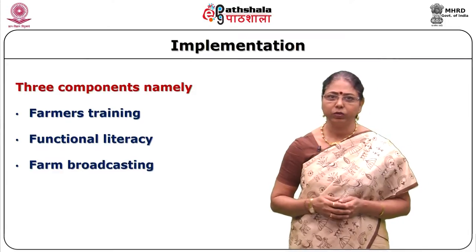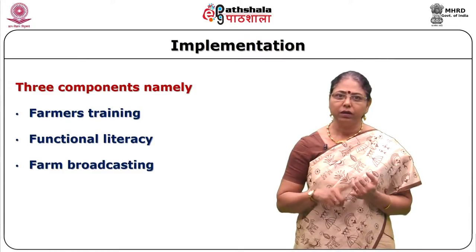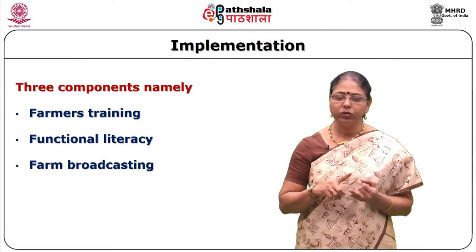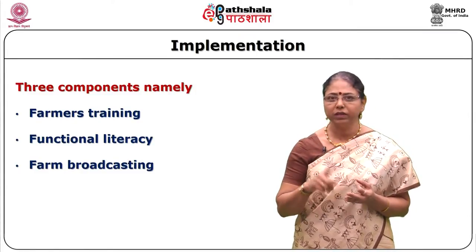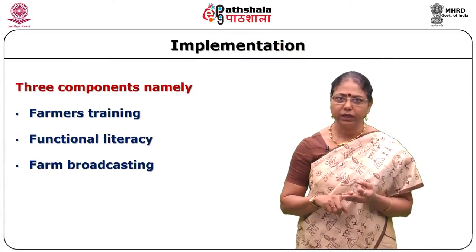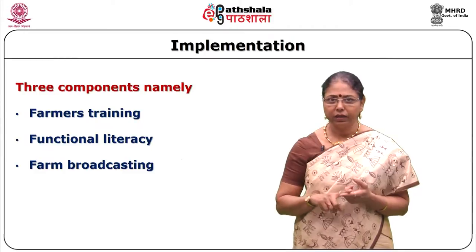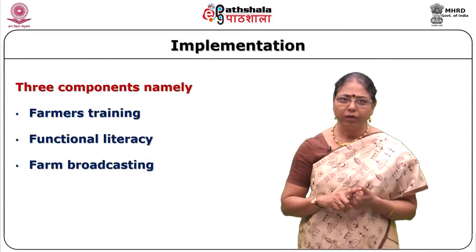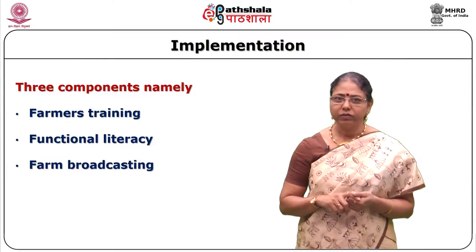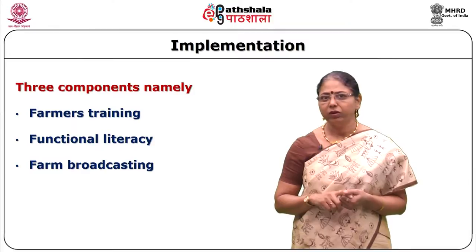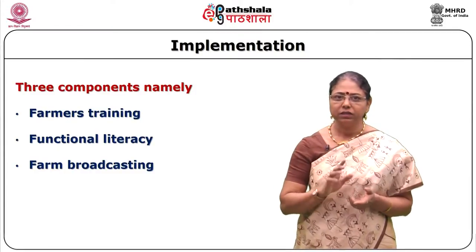The farmers' functional literacy program focused on three main components. First was training of farmers. That training basically included agricultural production, how to increase the agricultural production, what type of seeds to be used, what type of fertilizers to be used to increase the yield. All these factors were included in the farmers' training. Second part was functional literacy, which was again related to reading, writing and arithmetic. And third part was farm broadcasting. Radios played a vital role in this program. Various programs were broadcasted through All India Radio, which were listened to by these farmers, and then afterwards discussions were conducted at various places.